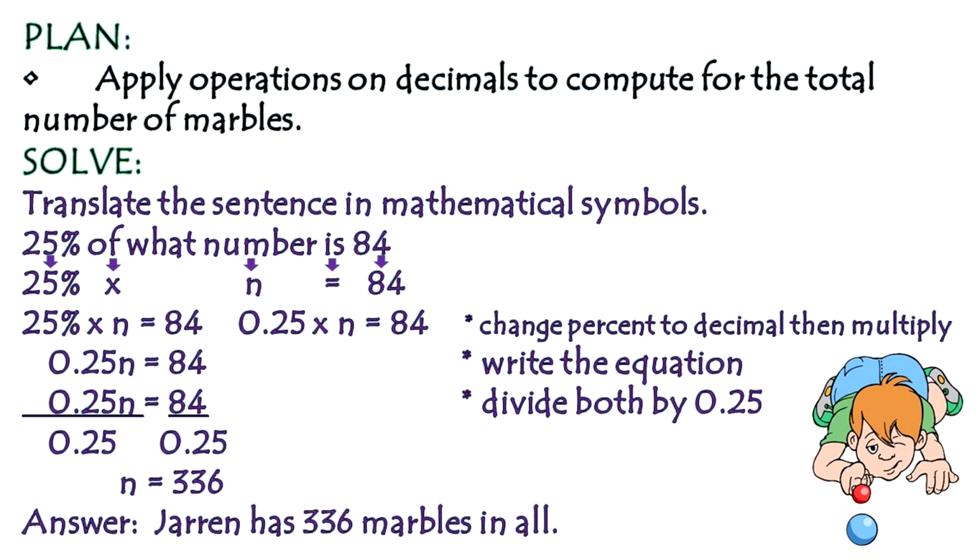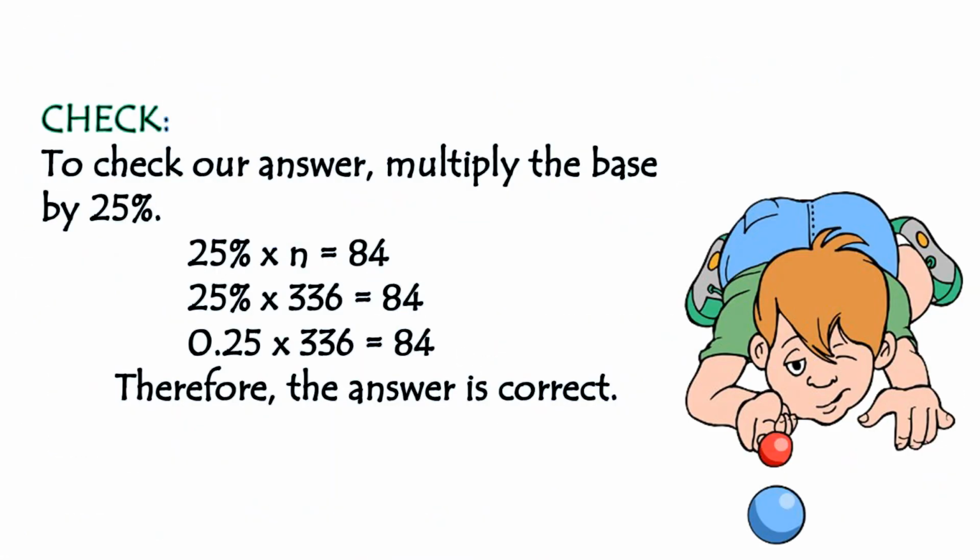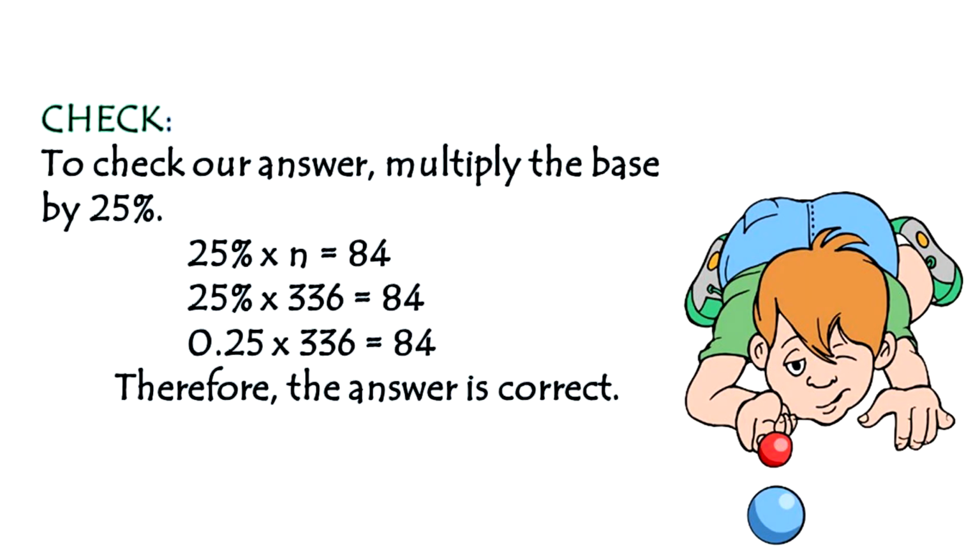If we check our answer, we multiply 25% by n, where n is 336. The 25% of 336 is 84. But first, we change 25% to decimal form. 25% divided by 100 is 0.25. So 0.25 multiplied by 336, we get 84. Therefore, our answer is correct.